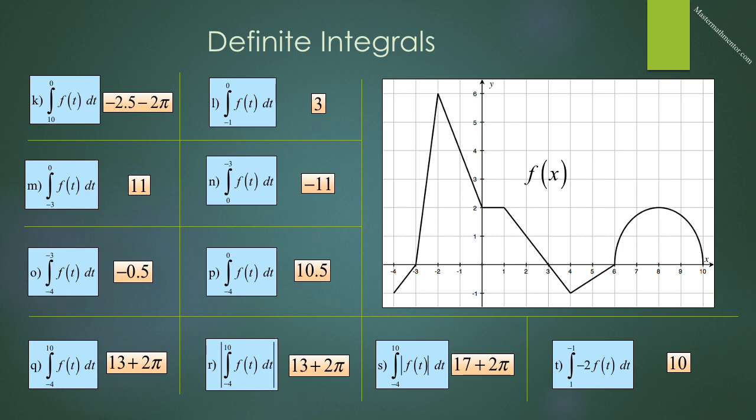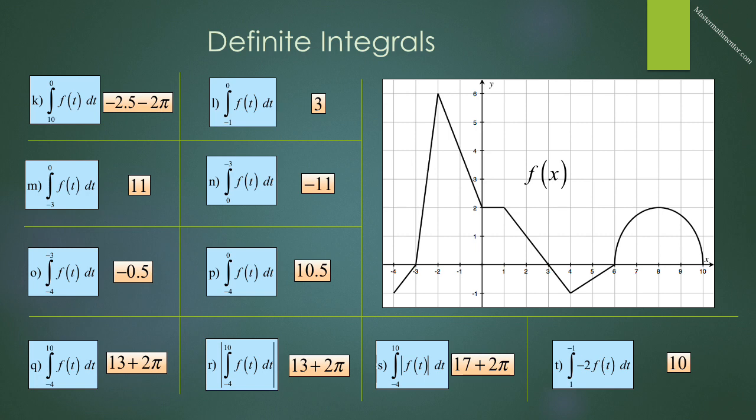S is slightly different. It asks for the integral from negative 4 to 10 of the absolute value of f of t dt. The absolute value of a function means that it will always be positive. So the function is mostly positive except between negative 4 and negative 3 and between 3 and 6. So the absolute value of the expression will take those two parts and bring them above the x-axis. And therefore our total area will now be 17 plus 2 pi.